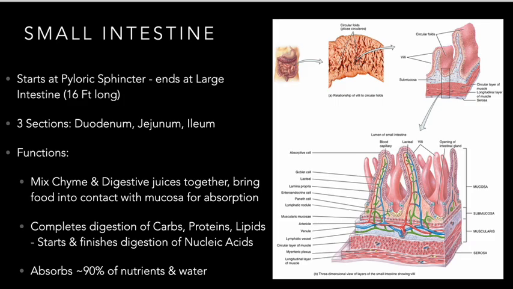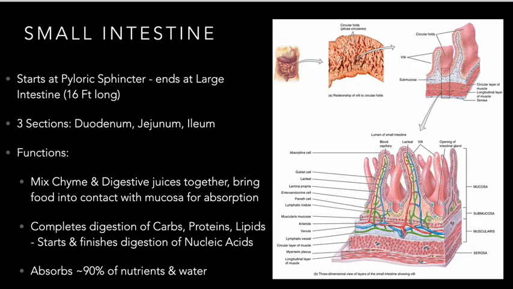Okay, so now we are back on the track. We are back on the digestive track. So our small intestine, again, is going to be right below our stomach. It is going to start at that pyloric sphincter, which again is one of those really tight muscle doorways that allows the stomach contents to empty into the small intestine.